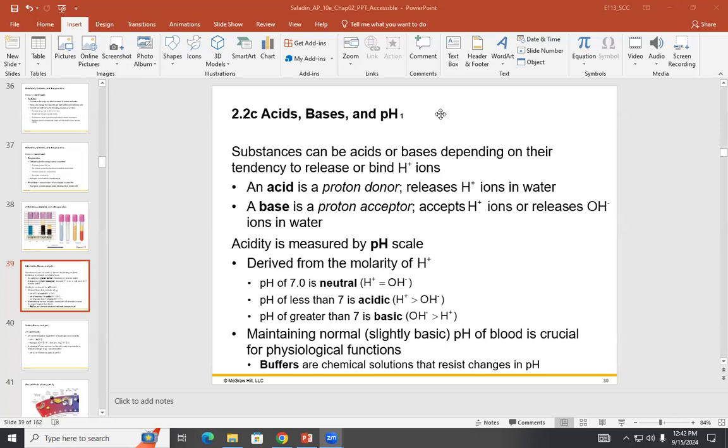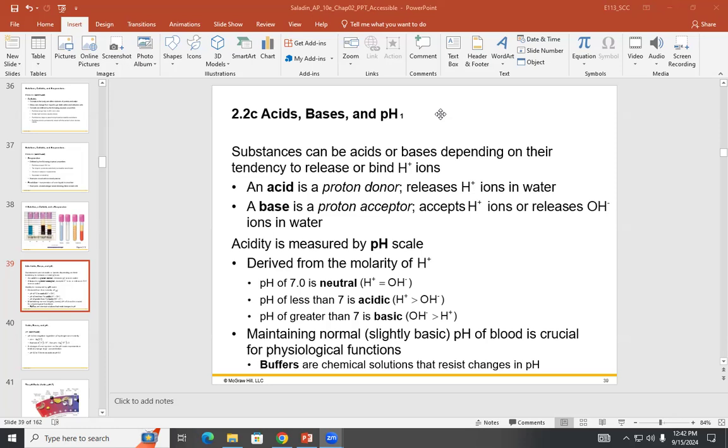Okay, I have 7.45. That's the maximum. And 7.35, that's the minimum. That's my physiological homeostatic pH. If I go below 7.35, that means I am more acidic. If I go more than 7.45, that makes me more basic. So I don't need acidic, I don't need basic. So what does acidic mean?